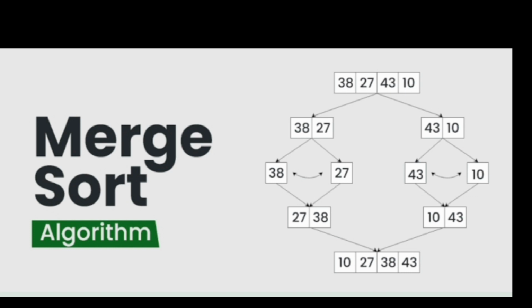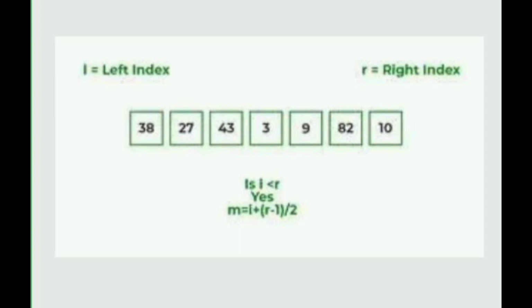This is Monica. Let's see about merge sort. Merge sort is defined as a sorting algorithm that works by dividing an array into smaller subarrays, sorting each subarray and then merging the sorted subarrays back together to form the final sorted array. Let's see how merge sort works with a problem statement.